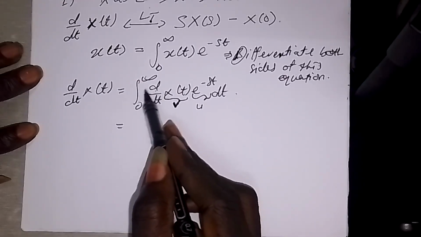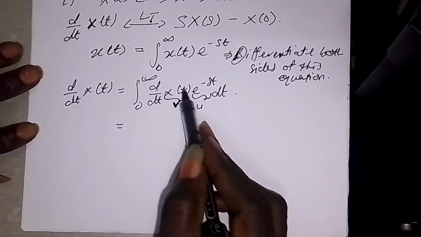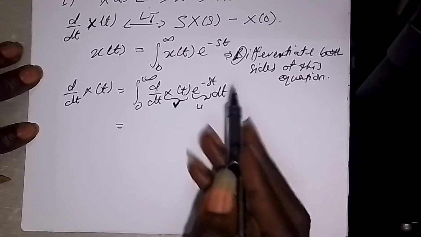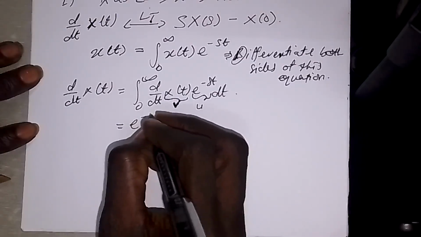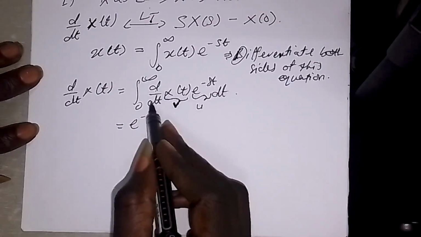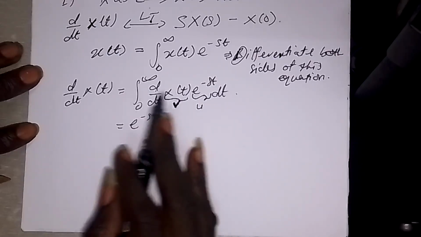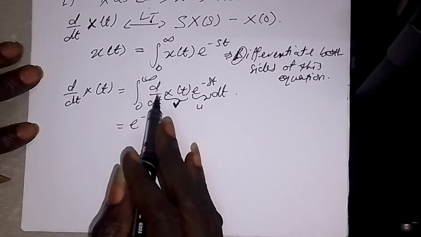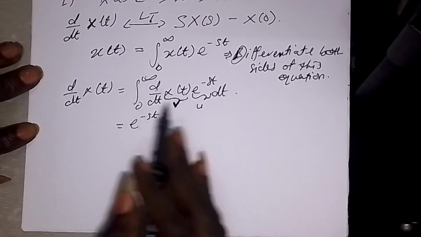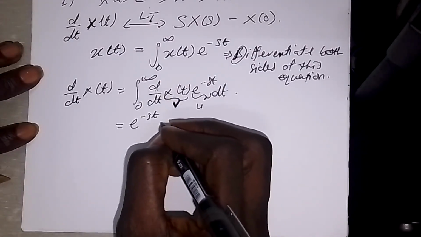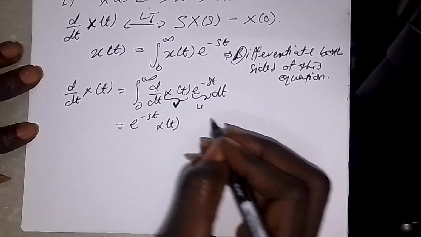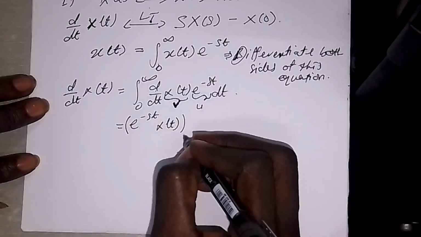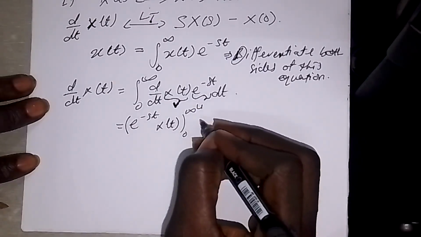If you are integrating, I'll hold this one. So if I hold this one, I'm going to have minus s e to the minus st, and then I have to integrate this part. There's integration here, there's differentiation here. If you are integrating, you're going to get x of t. Here is 0, here is infinity.